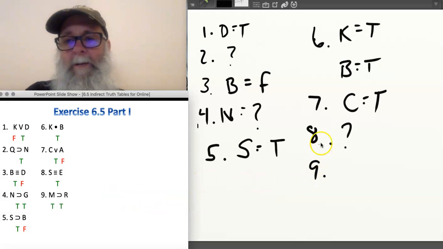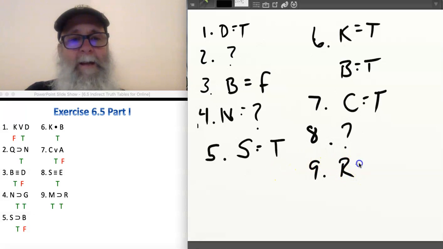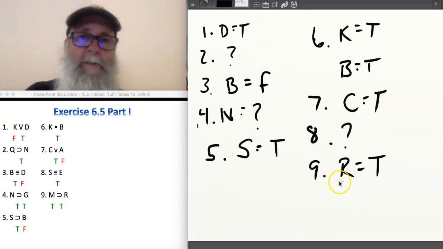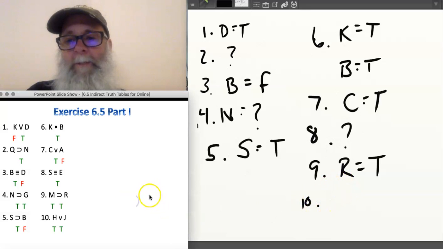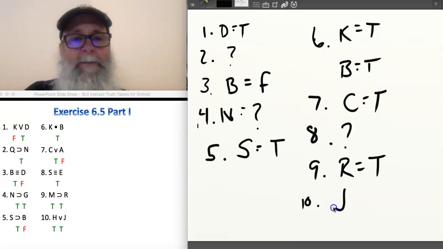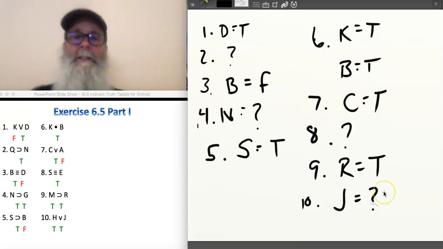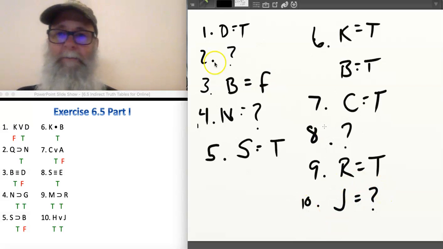Okay. For number 9, if you tell me that the horseshoe is true and that the left-hand side, M, is true, that means that R has got to be true, because if it were false, then the horseshoe would be false, but we're being told the horseshoe is true. All right, and for number 10, if you tell me H is true and the wedge is true, I don't know anything about J. That could be either true or false. The wedge is still going to be true. All right?